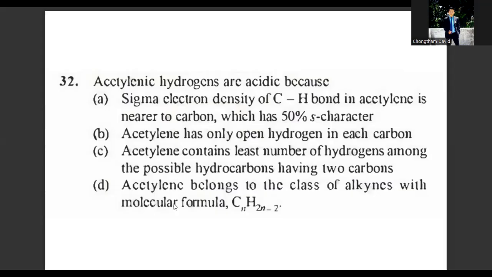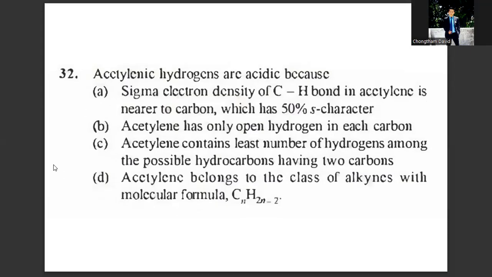Now the electrons constituting this bond are more strongly held by the carbon nucleus, that is the acetylenic carbon atom of the sp hybridized orbital, acting as a more electronegative species than sp2 and sp3. So it results that hydrogen present on such a carbon atom can be easily removed as a proton. So option A is the most probable answer for question number 32. Now let's see question number 33.